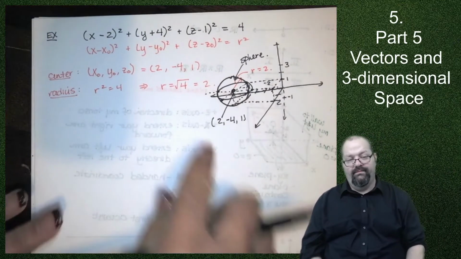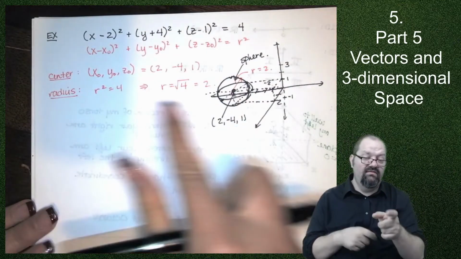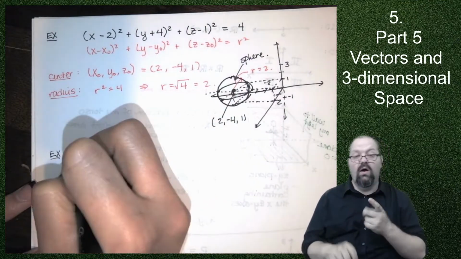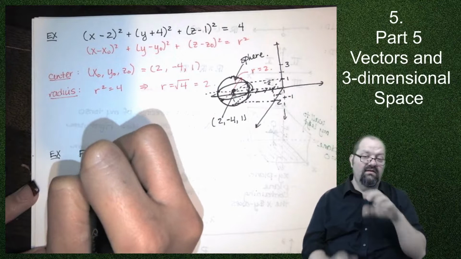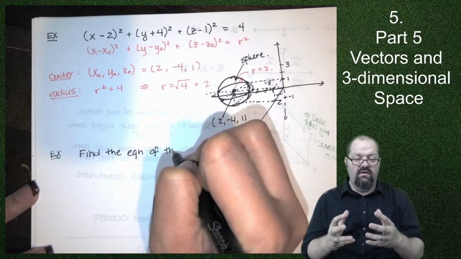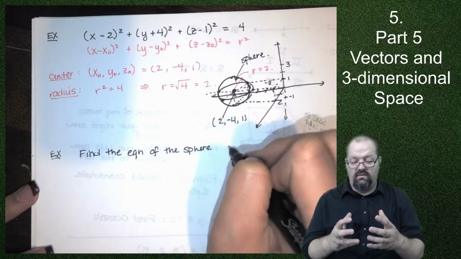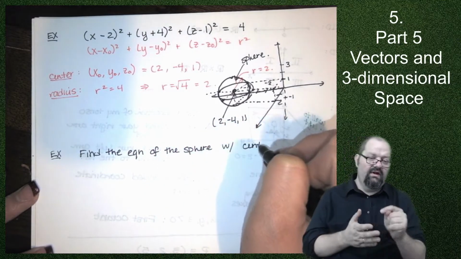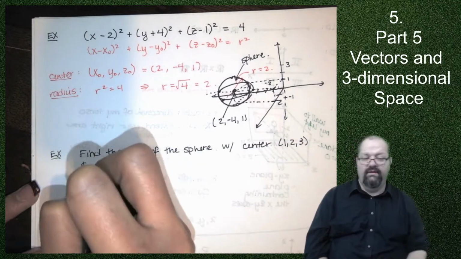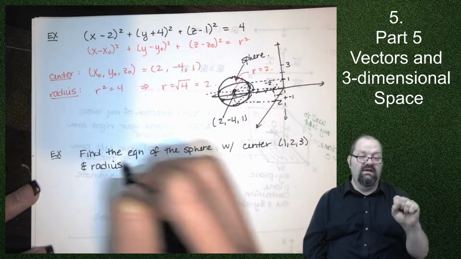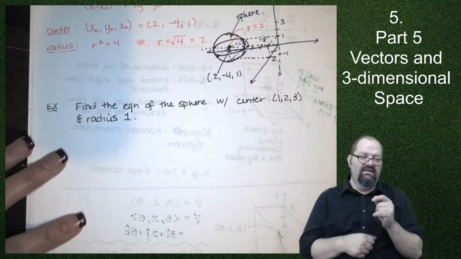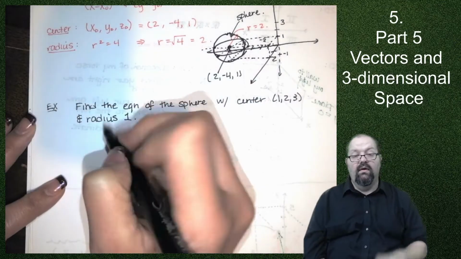All right. So I could give you the equation and ask you for the center and the radius and ask you to graph it. Or I could say, find the equation of the sphere with center 1, 2, 3 and radius 1. I'm just going to make the radius really nice and simple. So that's my x naught, y naught, z naught.